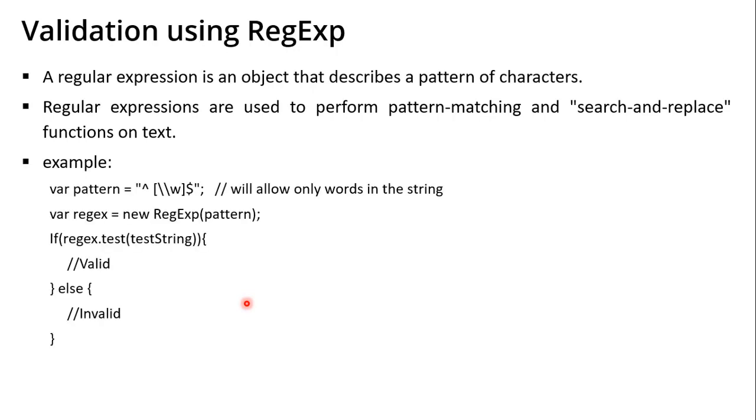Here we have a pattern for words only. It allows only words in the string, so it will not allow digits and special characters. We write var regx = new RegExp, providing the pattern here. Then we call the test method to test our string. If it is in this format, it will be valid, otherwise it will be invalid. So this is the regular expression used for validation.